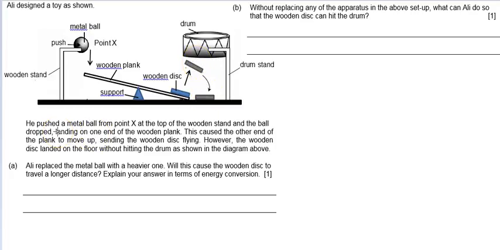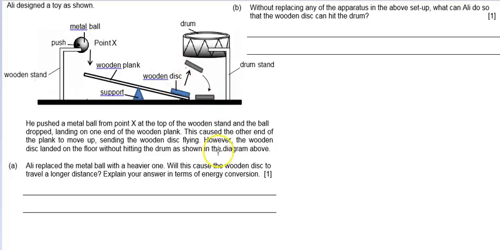But when he pushed the metal ball from point X at the top of the wooden stand and the ball dropped, landing on one end of the wooden plank, the wooden disc landed on the floor without hitting the drum. What happens is when you push this ball here, the wooden disc just flies into the air and lands on the ground without hitting the drum.